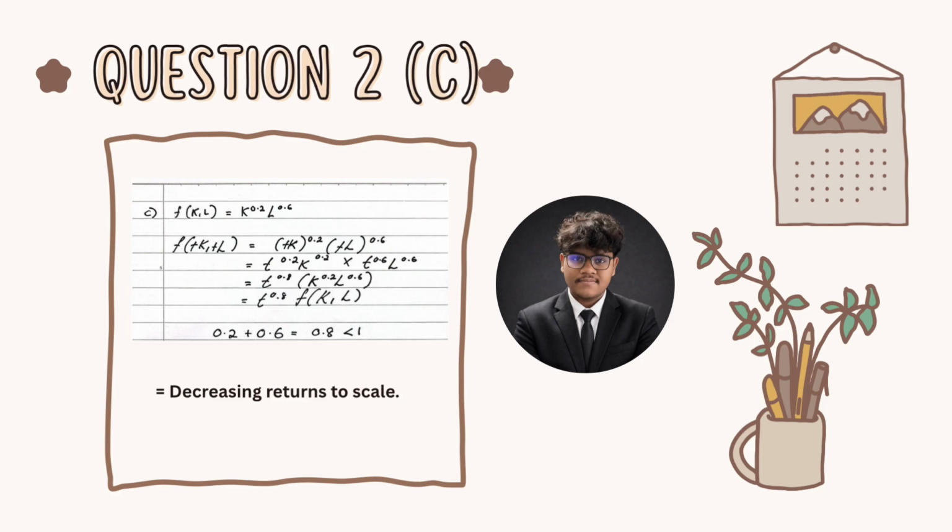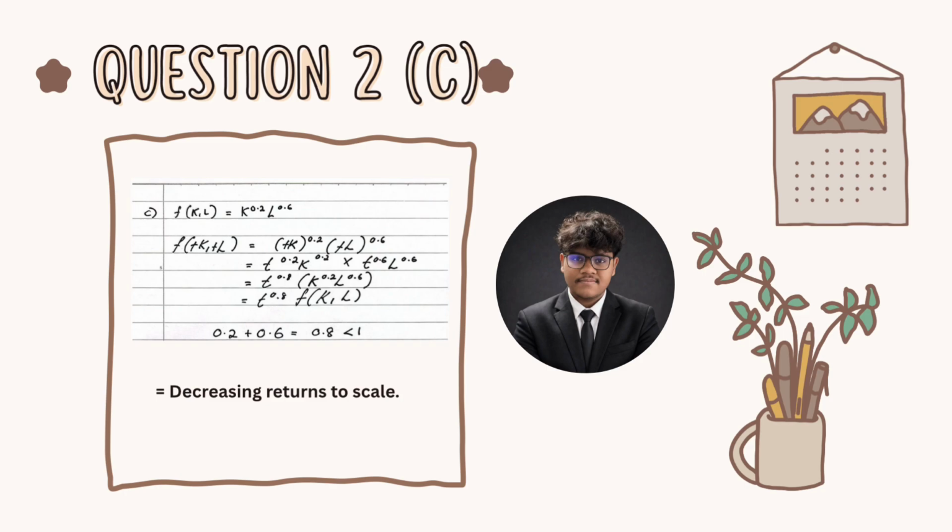Next, I apply the exponent rule where (ab)^n equals a^n b^n. So this allows the equation to be expanded into t^0.2 k^0.2 times t^0.6 l^0.6. After that, I combine the terms containing t, resulting in t^0.8 (k^0.2 l^0.6). Since k^0.2 l^0.6 is the original production function, the equation can be written as t^0.8 f(k, l).